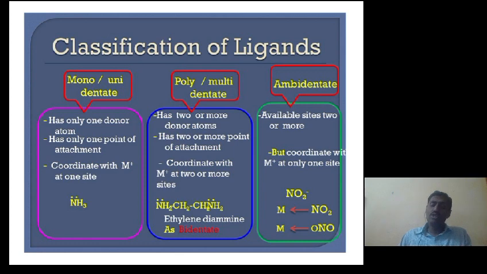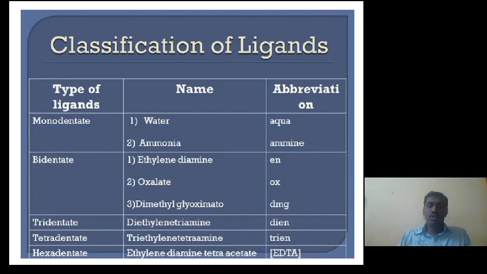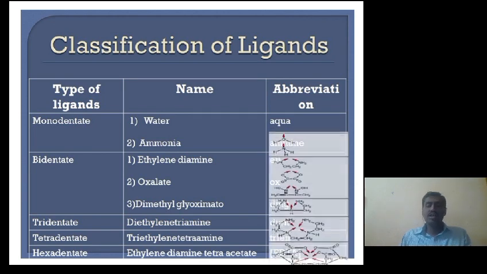Ambidentate ligands have two sites available in the same molecule, but coordinate with the metal ion through only one site. For example, nitro has a nitrogen and an oxygen, so both are donor groups. Both are capable of donating electron pairs to the metal ions. If the nitrogen donates the pair of electrons towards the metal ion, it is called nitro. Suppose the oxygen donates the pair of electrons, it is called nitrito. So I have shown a few examples for polydentate, bidentate, tridentate, and tetradentate ligands.